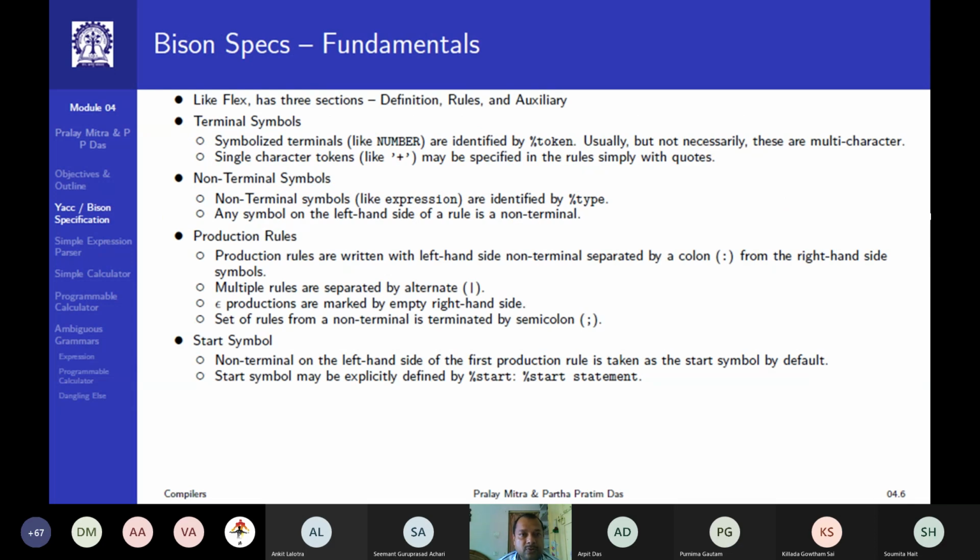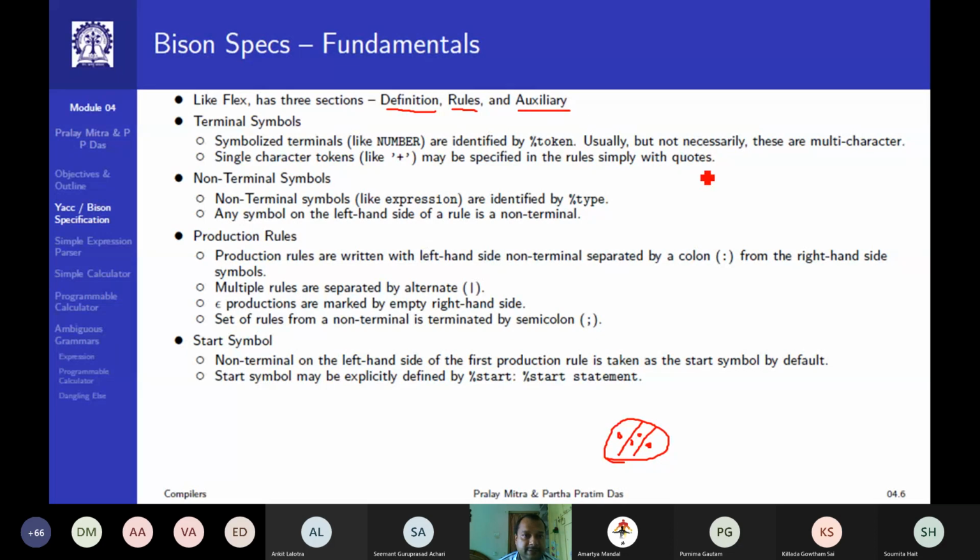Like Flex, this Bison also has 3 sections separated by the double percent symbol, starting from the beginning of the line. So this symbol we place twice, and that way we are getting 3 sections, rather definition, rules, and auxiliary sections.